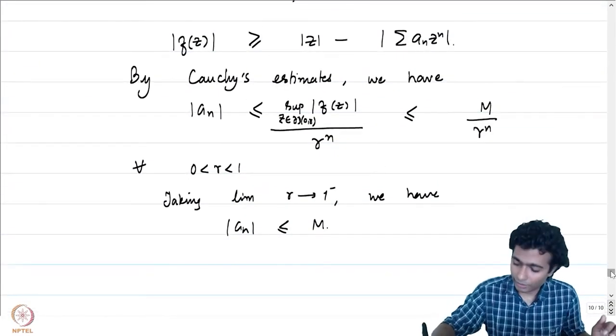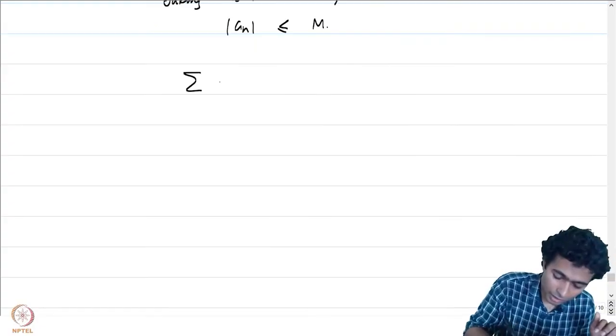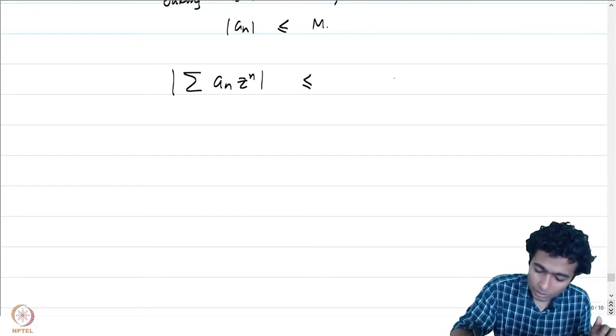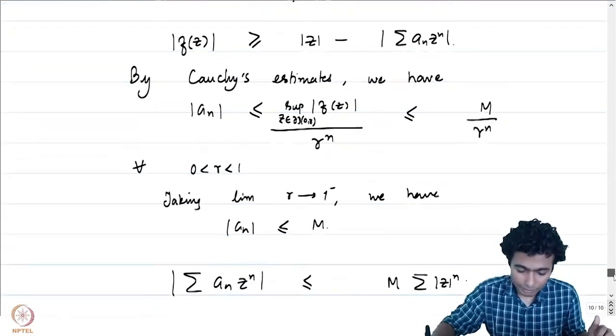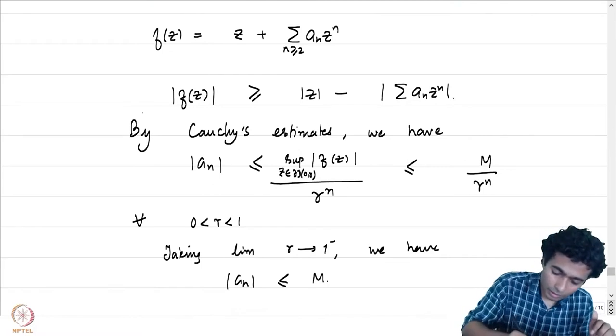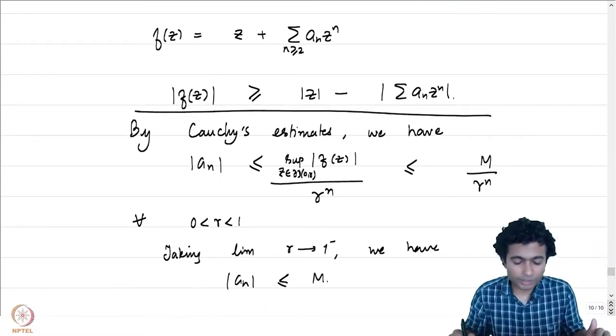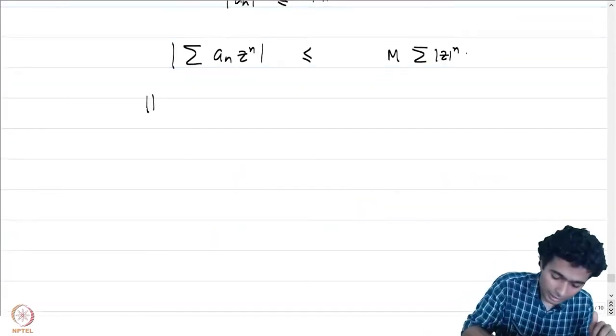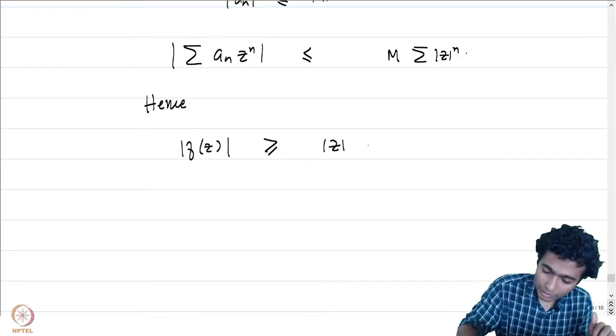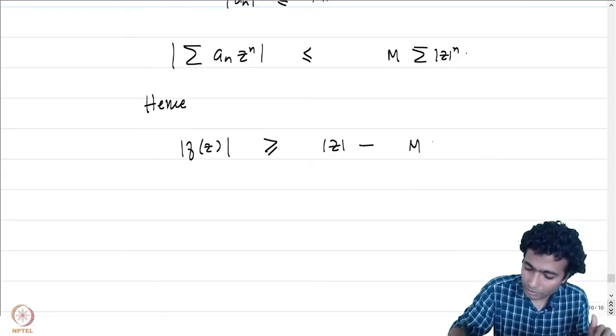And therefore, what we have is the following: the absolute value of the summation a_n z to the power n is less than or equal to M times the summation of the absolute value of z to the power n. Therefore, let's get back to the inequality we are interested in. The absolute value of f of z is greater than or equal to the absolute value of z minus this. Hence the absolute value of f of z is greater than or equal to the absolute value of z minus M times, this is basically the absolute value of z squared times 1 by 1 minus the absolute value of z.